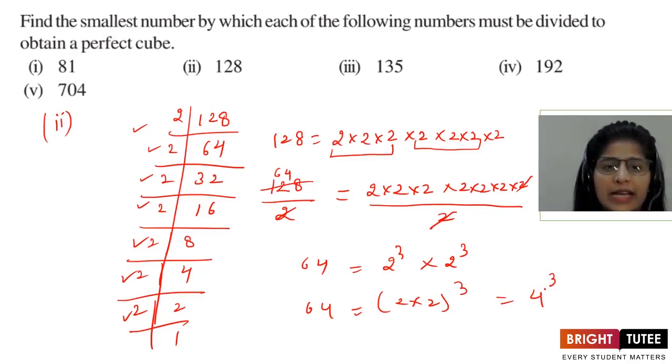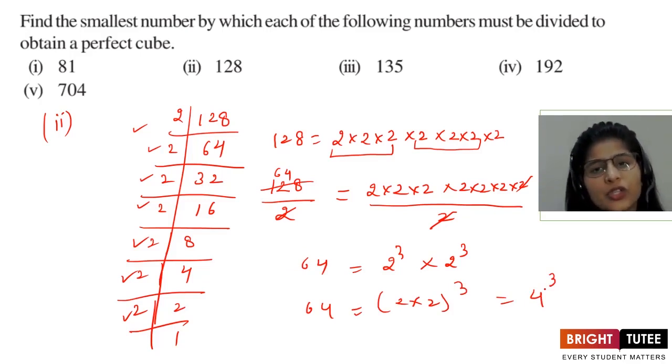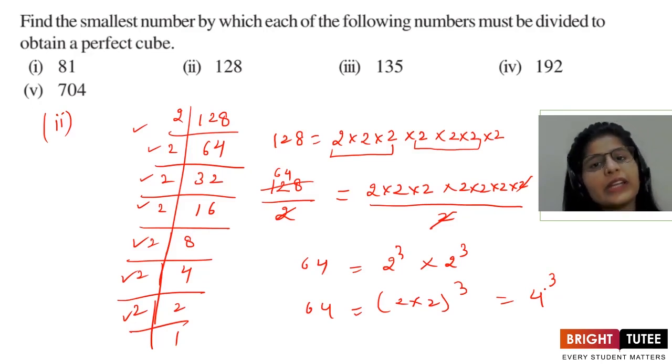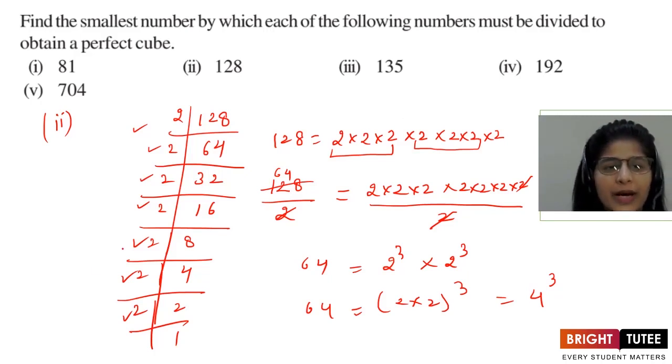Now we observe here that the smallest number that should be there in division with 128 so that it becomes a perfect cube is 2. So 2 is the smallest number that 128 is divided by, and it got converted to 64. 64 is a perfect cube of 4, as you all can see. Right? Let's do the third part.